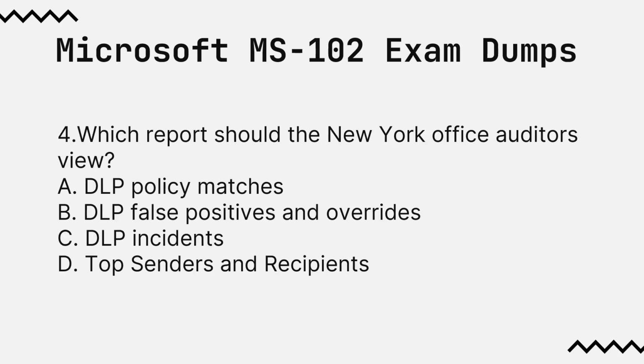4. Which report should the New York office auditors view? A. DLP policy matches. B. DLP false positives and overrides. C. DLP incidents. D. Top senders and recipients.